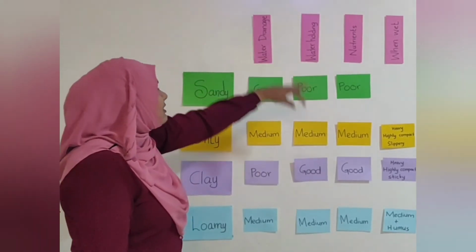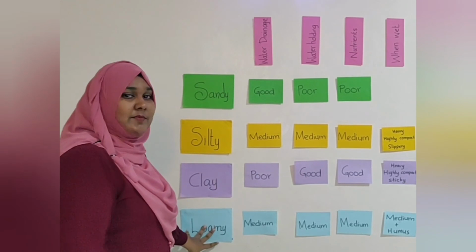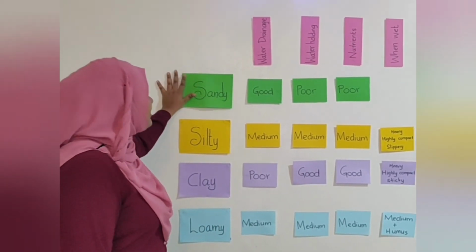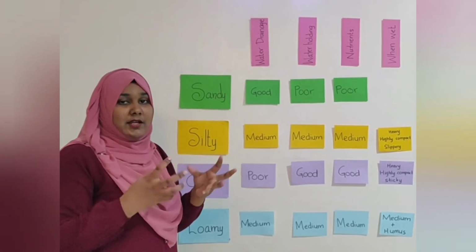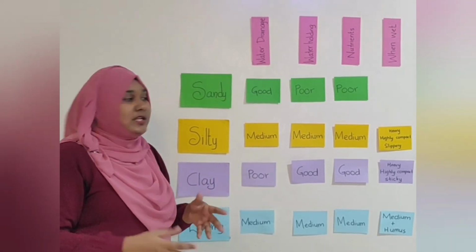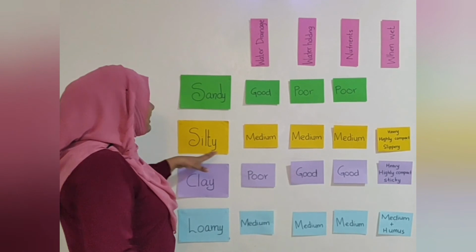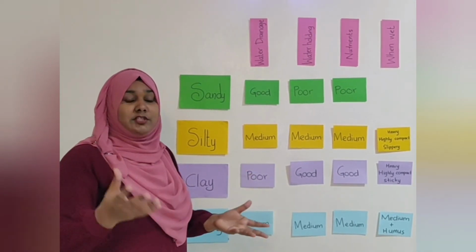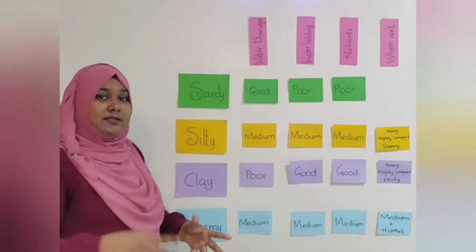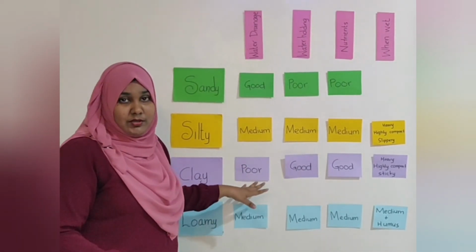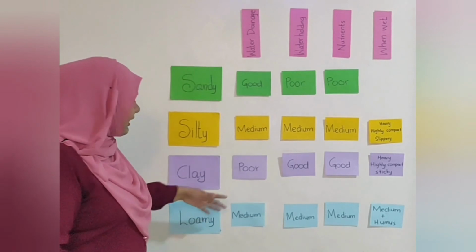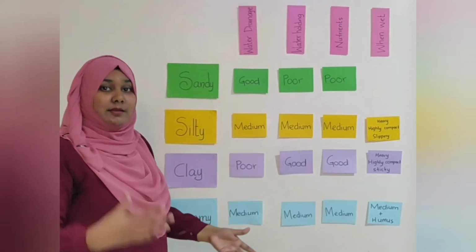Let's check these features of these types of soil. So in sandy soil, the water drainage is good because it has large particles and the water can pass through it very easily. But in silty, it's at a medium level, which is good. But in clay, since the particles are very small, the water is unable to pass through it very easily. And in loamy, again, same as silty, it's at a medium level.